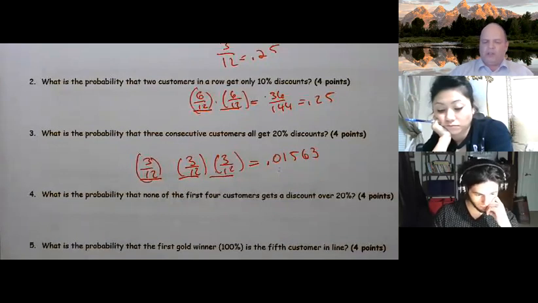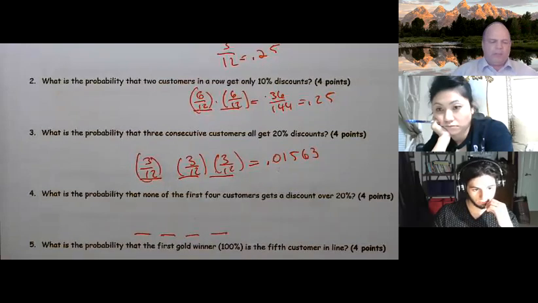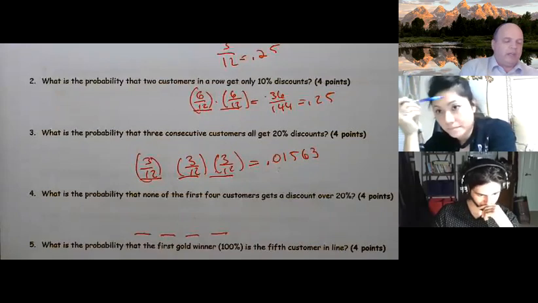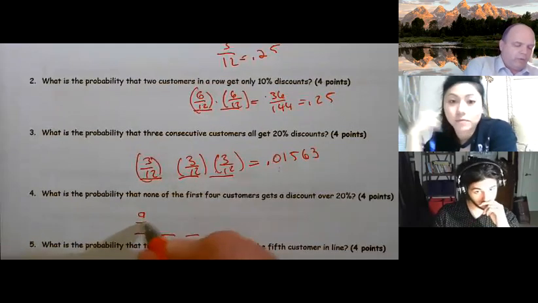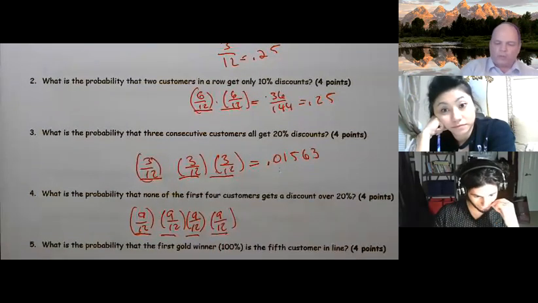Okay. Number 4, what is the probability that none of the first 4 customers gets a discount over 20%? Well, there's a couple ways to look at this, all right? What we're really looking at is the probability that none of them get over 20%. So that means we're looking at the 20% and the 10%. And we happen to have 4 customers. So once again, 1, 2, 3, 4. And we end up having 9 that are 20% or less, because we have the 3 at 20% and the 6 at 10%, so that's 9 out of 12, or 3/4. So 9 out of 12. Again, this satisfies for work shown.